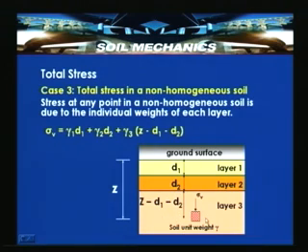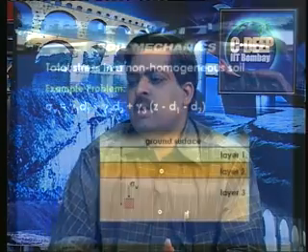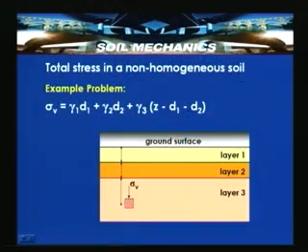So, let us look into the example. Total stress in a non-homogeneous soil mass, which is the example for case 3 which we have introduced in the previous slide. So, we said in the previous slide sigma V is equal to gamma 1 D1 plus gamma 2 D2 plus gamma 3 into Z minus D1 minus D2, that is the depth from the bottom of the second layer surface to the point of reference at which the stress is being determined.